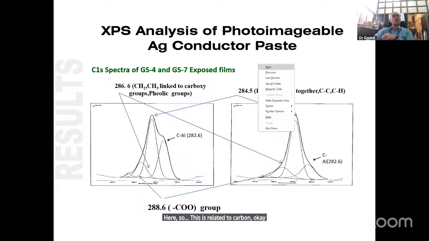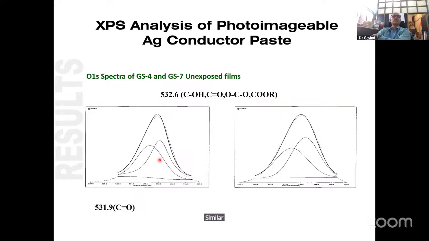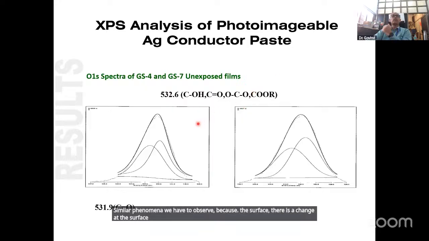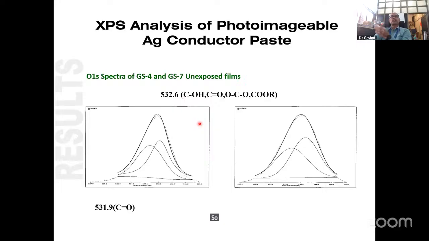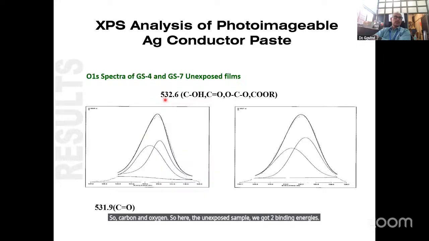Okay. When we go for oxygen, we have to observe a similar phenomenon, because there is a change at the surface related to your polymeric change. So unsaturation to saturation takes place with the carbon only. So carbon and the oxygen. Here, in the unexposed sample, we got two binding energies. One is related to 532.6 electron volt, and the second one is related to 531.9 electron volt, which is related to CO bonding, because these are the unexposed sample.